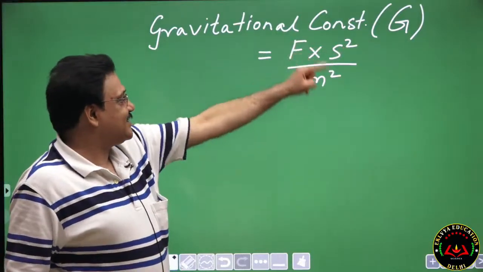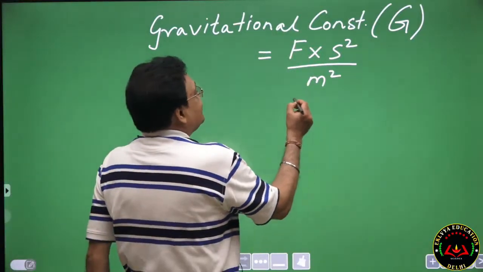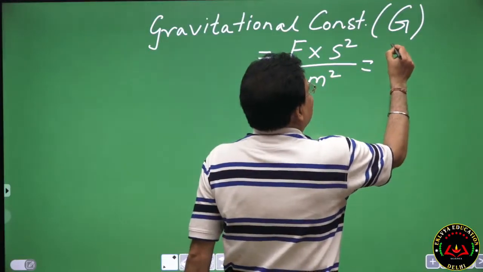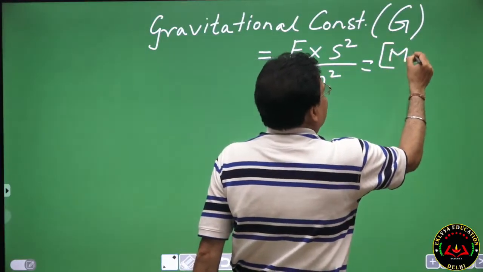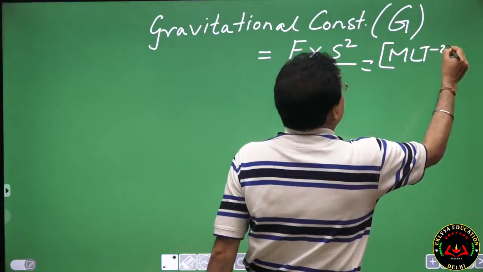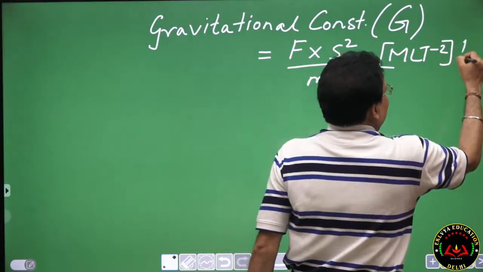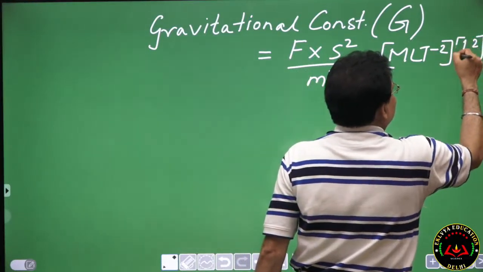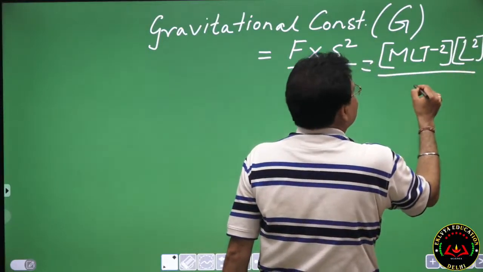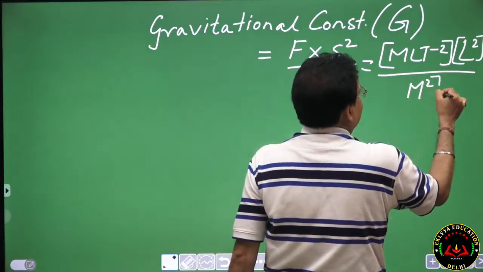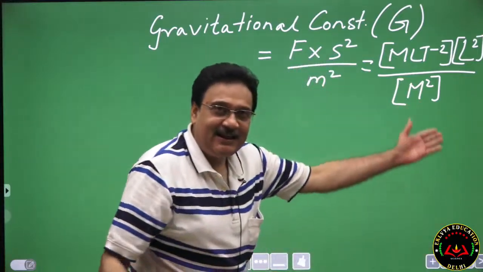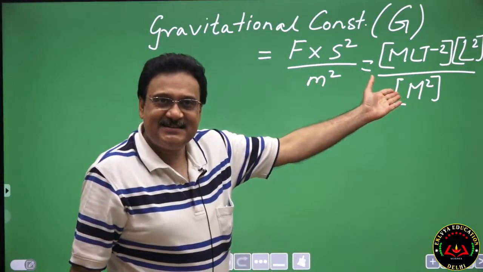Okay, so now इसका when you will write down, so what will you get? You will get force का m l t to the power minus 2. You have got L square upon capital M square. Now mathematically it is same.